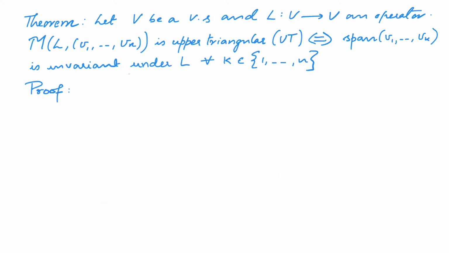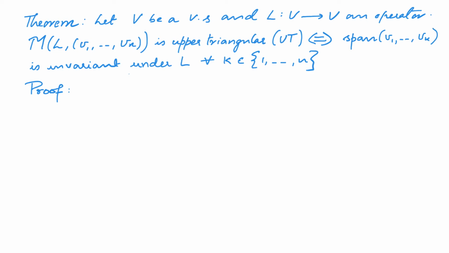We saw earlier that if the matrix of a linear operator with respect to a specific basis is diagonal, then all the elements of the basis are eigenvectors. Therefore, the span of every single vector in the basis is an invariant subspace. We will now see that something similar is true for upper triangular matrices as well. More precisely, we have the following theorem. Let V be a vector space and L from V to V an operator. The matrix of L with respect to a basis V1 to Vn is upper triangular if and only if the span of V1 to Vk is invariant under L. And this should hold for every k between 1 and n.